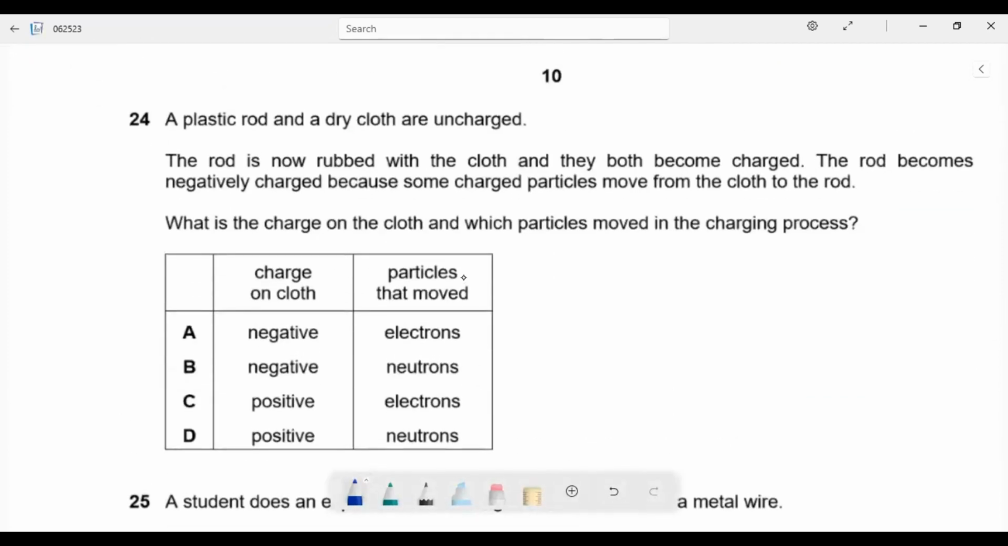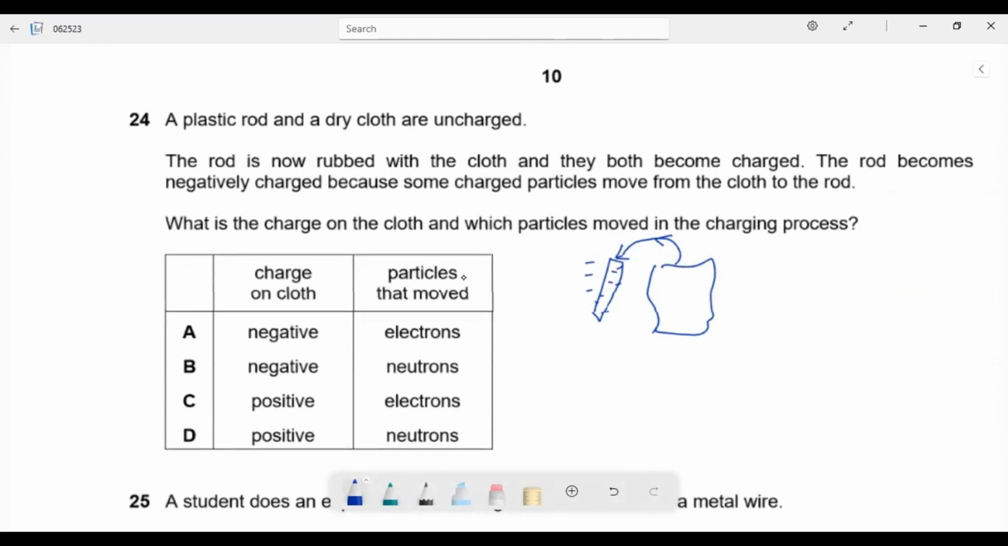A plastic rod and a dry cloth are uncharged. The rod is now rubbed with the cloth. Rod is there. One piece of cloth is there. So initially both are uncharged. The rod becomes negatively charged, because some charged particles move from cloth to rod. So from the cloth to the rod, some charged particles have been moved.